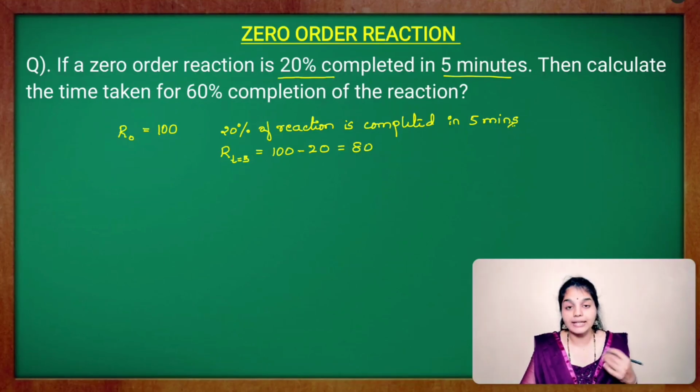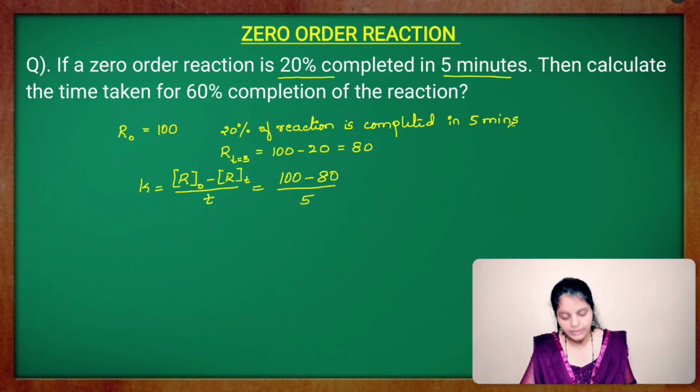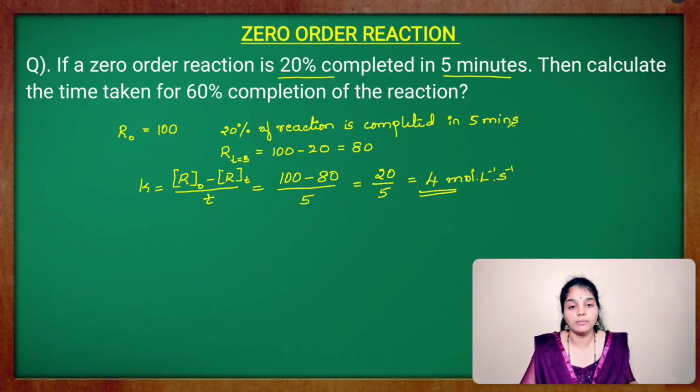Using this data, we can calculate the rate constant for this zero order reaction. We have the formula k is equal to R naught minus R divided by time. That is the difference between the initial concentration and the concentration at a particular time, divided by the time taken. So we have 100 minus 80 divided by 5. That's equal to 20 divided by 5, which is equal to 4. And the unit is change in concentration, so mole per liter divided by time, so mole per liter per second.